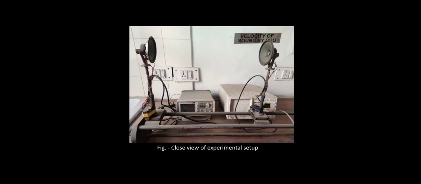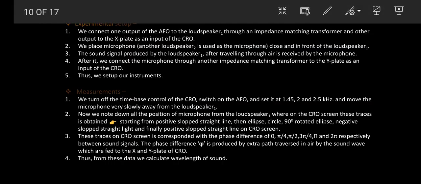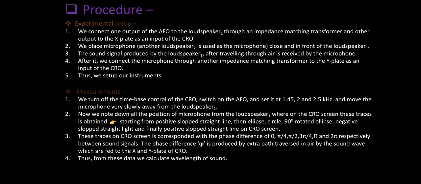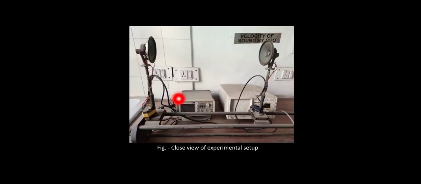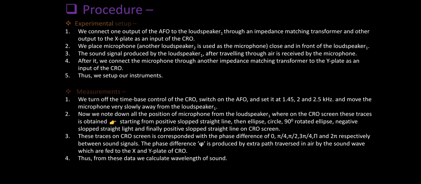So this is the experimental setup. What is the procedure for measurement? We will turn off the time-based control of the CRO. I don't know why it is turned off, but it is written in the manual.